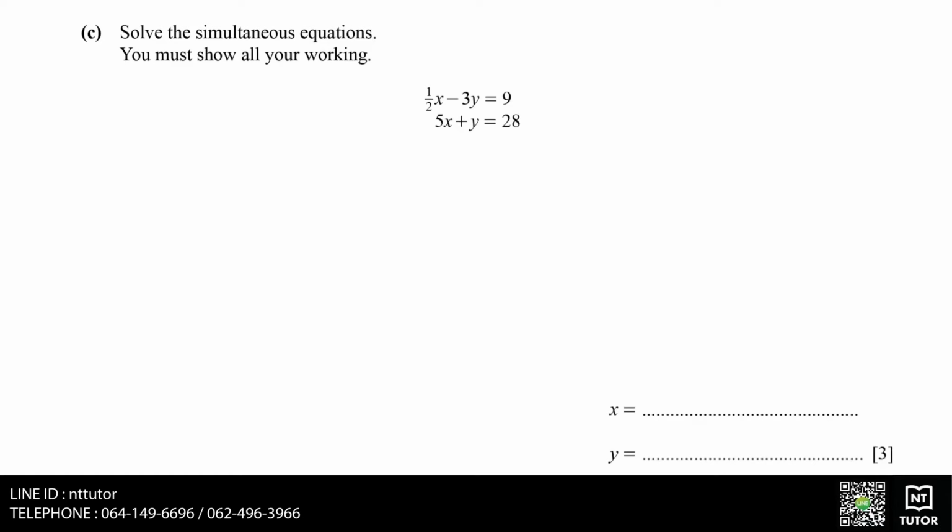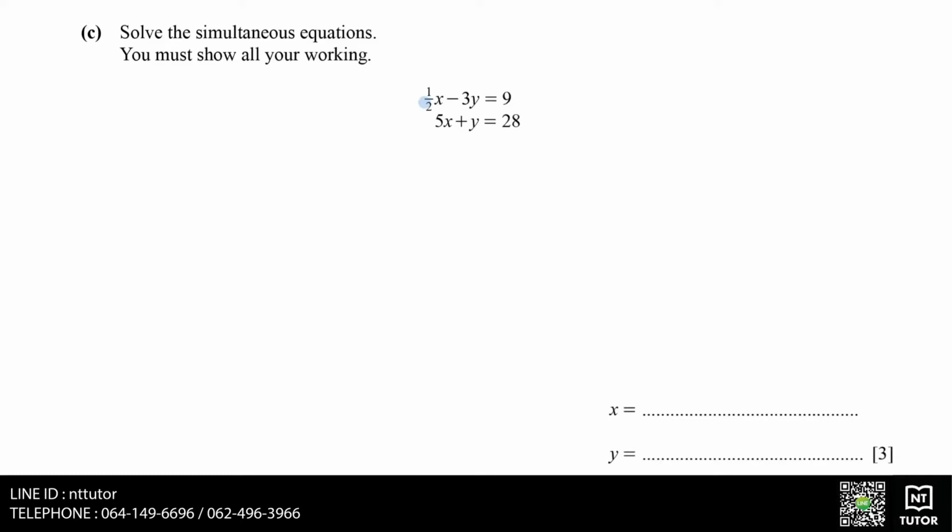C. Solve the simultaneous equations. You must show all your working. One method to solve simultaneous equations is by making the number in front of the x or the y the same. Then you can add or subtract the two equations to eliminate either x or y first. Once you do that, you can find the value of x or y first, then substitute it back into the equation for the other value.